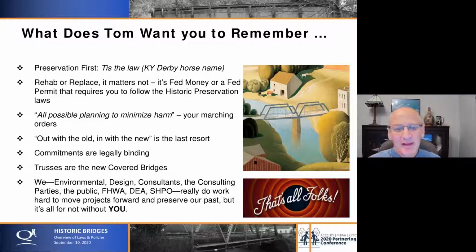So I have one slide left. It is my recap slide about the takeaways. What does Tom want you to remember from his historic bridge talk? All right, preservation first. 'Tis the law.